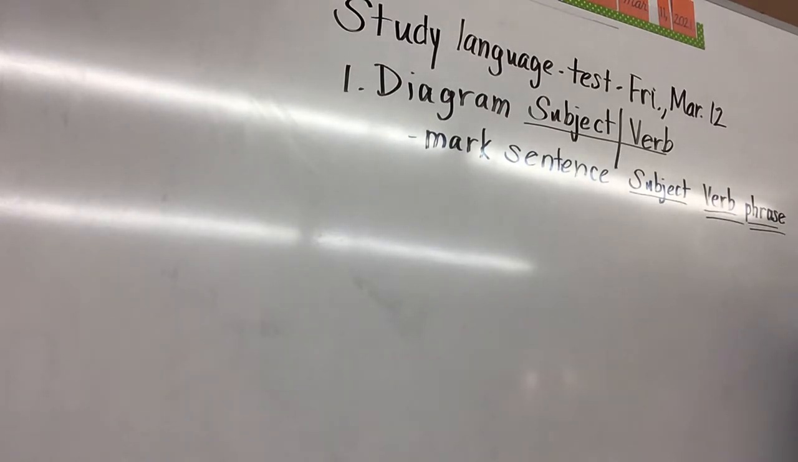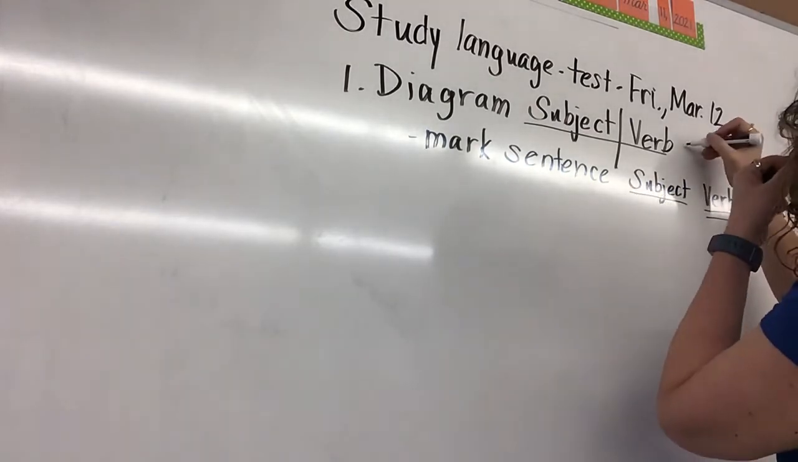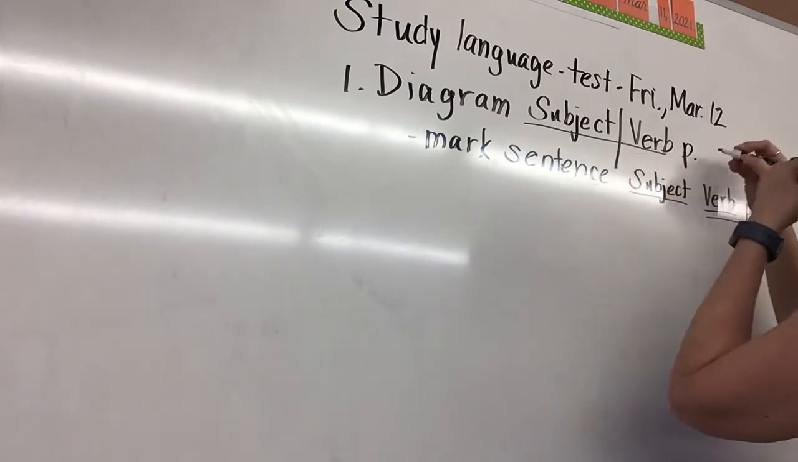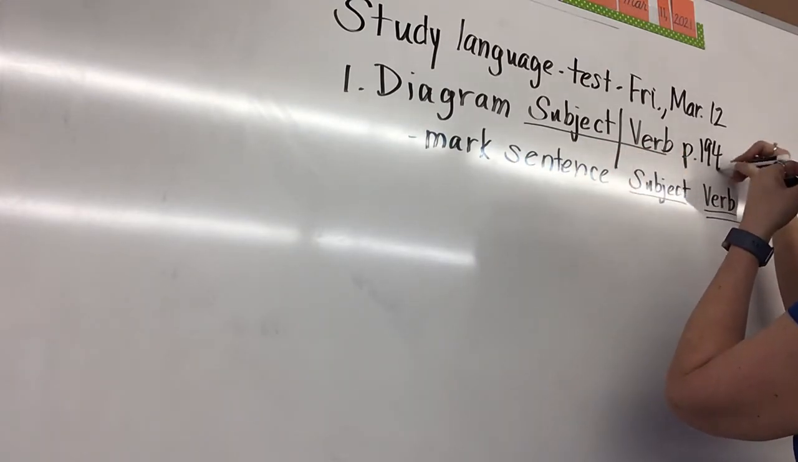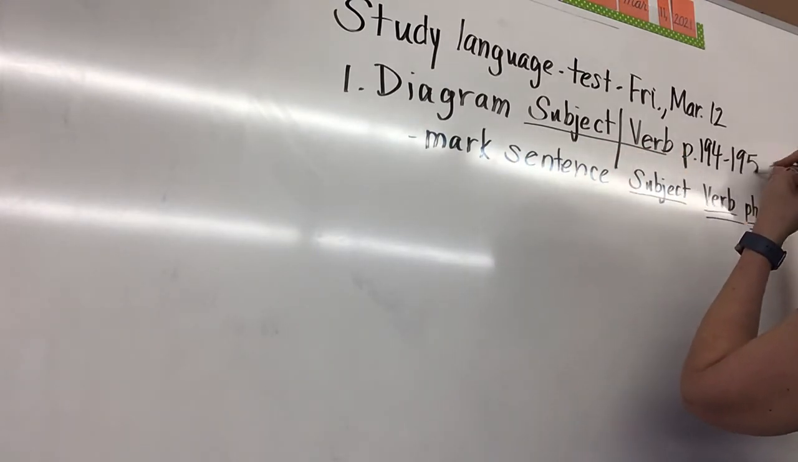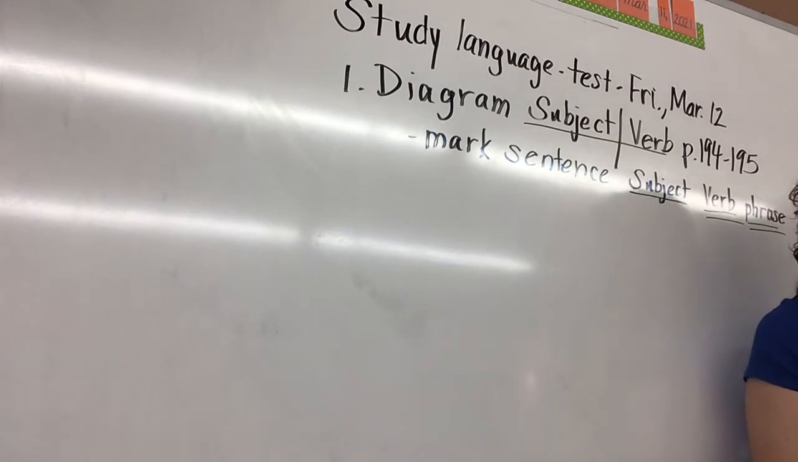Alright, I will give you a page number in the backs of your language books. If you need to review diagramming, they have it on page 194. And a little bit on 195 for the subject and verb. Okay, so 194 and 195. So add the page numbers after that. Up here where you wrote subject, verb, page 194, 195. And if I come check your paper, are you writing what I'm writing on the board? Yes. You better be.